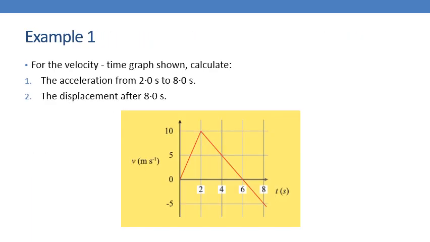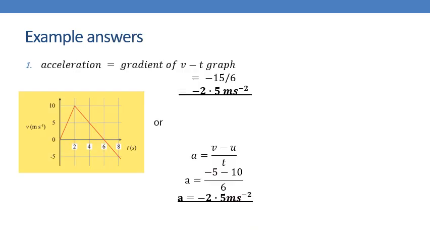We could have graphs like this one, and we could get information from that, from the acceleration, or we can get the displacement. So we could get the value for the initial acceleration from the gradient of the graph, or the value for the final acceleration from the gradient of the graph, which in this case is minus 15 divided by 6, because we're looking at the second part of the graph. We're looking at this part here. Or we could do v minus u over t to get the same answer.